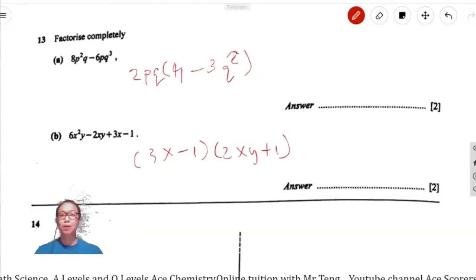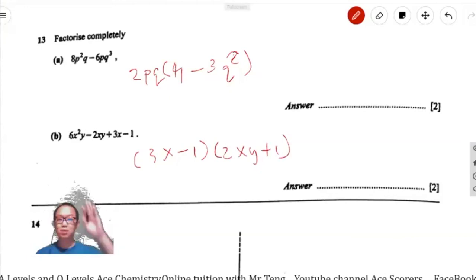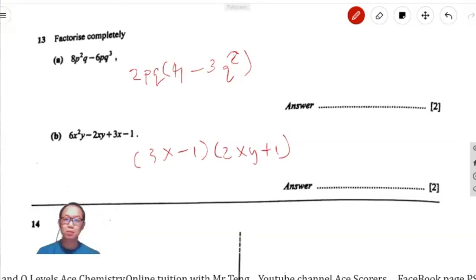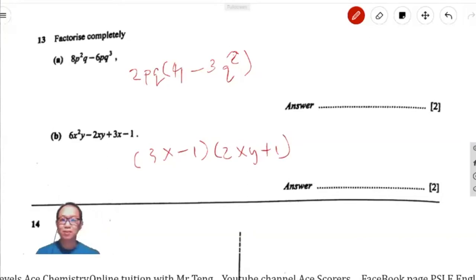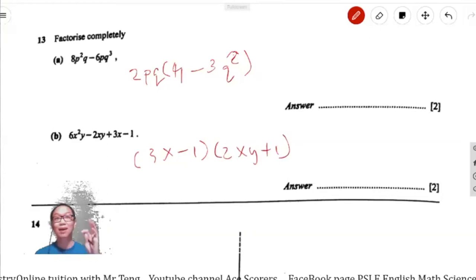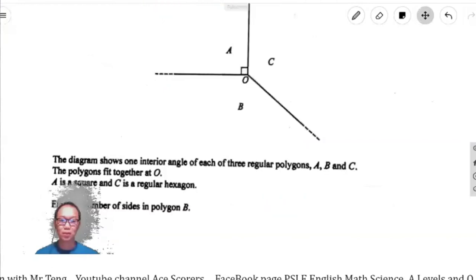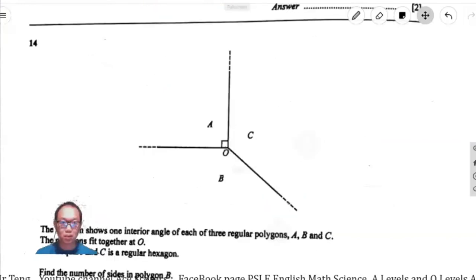Okay, now y'all should be experts in algebra, right? All this stuff should make you happy. Question 13. Very good. All nodding your head. You must score points. All these are point scoring stuff. Okay, what is this? Find the number of sides of the polygon.